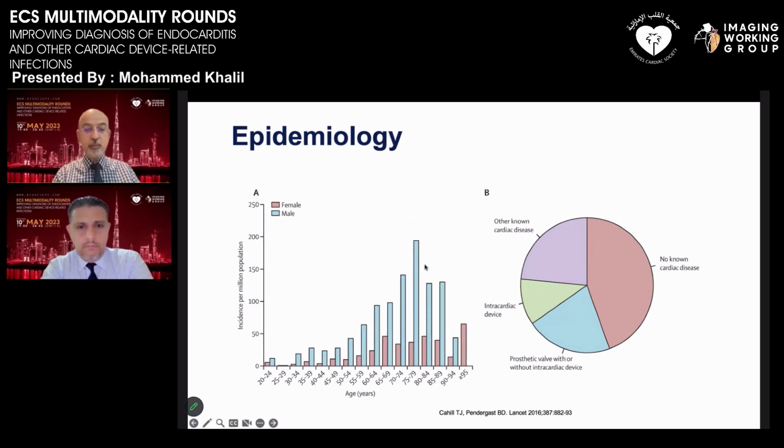We are seeing more and more infective endocarditis in the older population, where it used to be, I would say 4 years ago or so, more affecting the younger population. Also, almost 40% or more of infective endocarditis have no known cardiac disease, and approximately 20 to 30% have a prosthetic valve, with or without intracardiac devices.